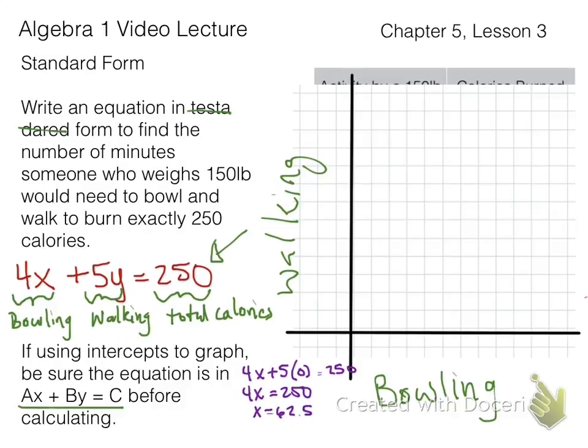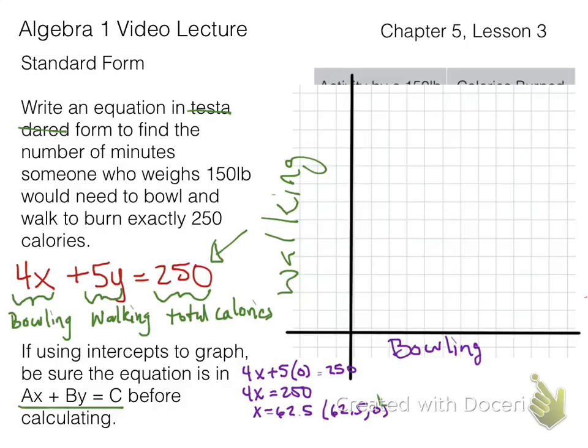And so that's the point, 62.5. This bowling is a little big, I need the extra space, so I'm going to erase it real quick and make it a little smaller. Bowling. There we go. And let's do the next one.